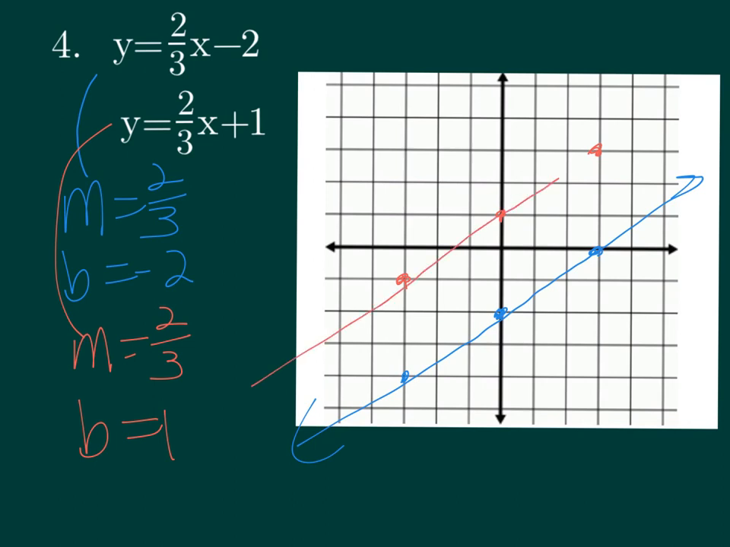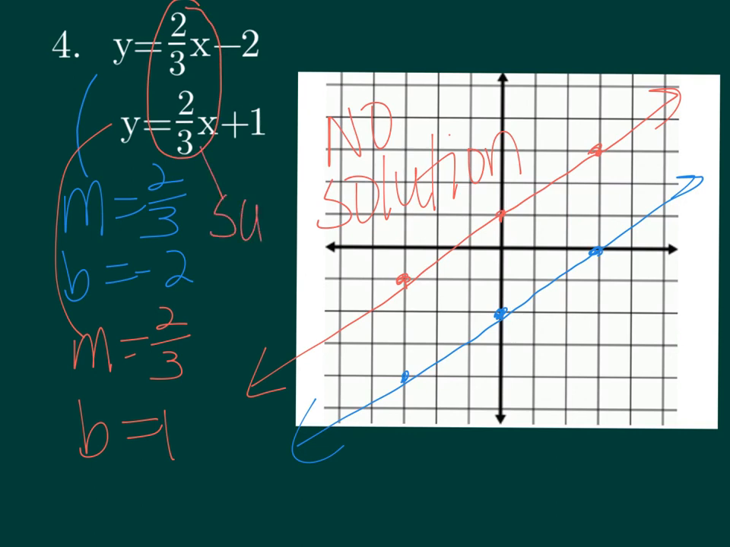All right, these lines, where do they meet? They don't meet, and nor will they ever meet. So this is a no solution. These are parallel lines. On the first page, it gave you a hint. If you look, our slopes are the same, but our y-intercepts are different. So that tells you they're going to be parallel lines.